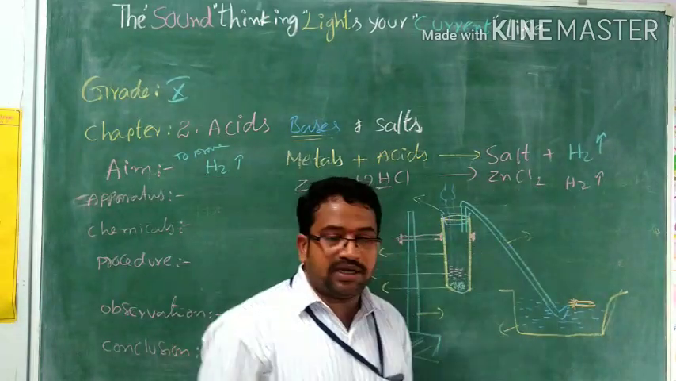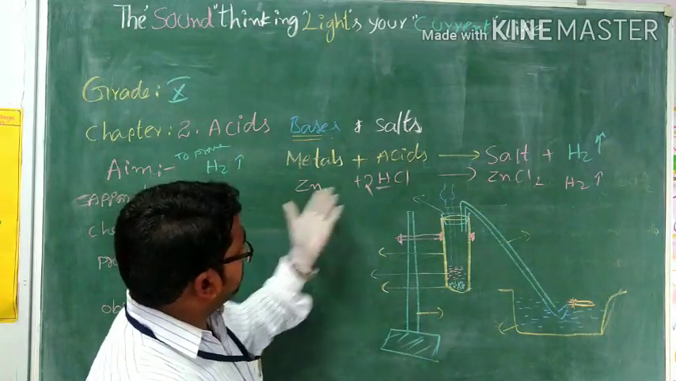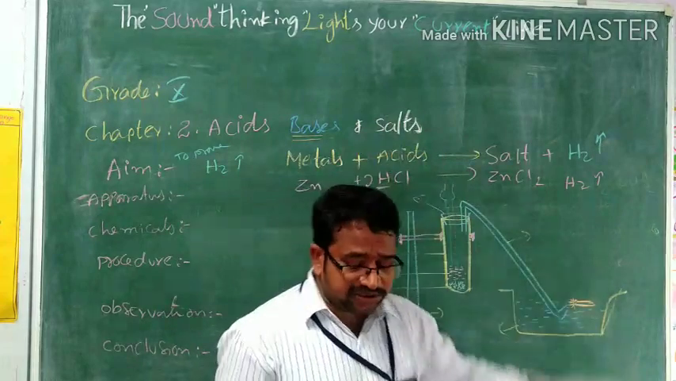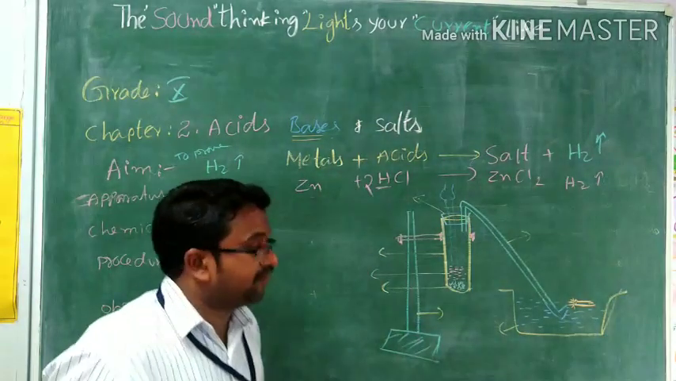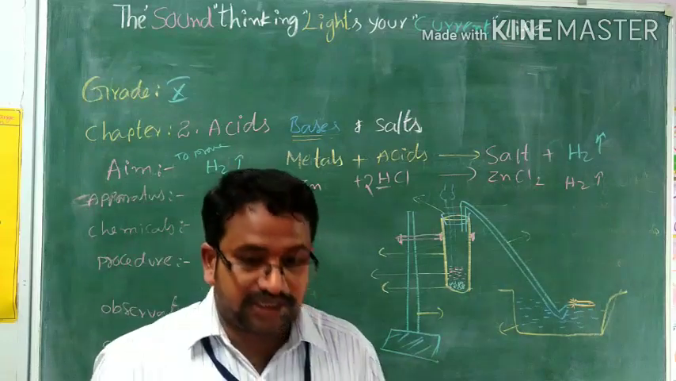Then releasing hydrogen gas. Like that you may take zinc with sulfuric acid or magnesium with sulfuric acid. So whatever the metals are reacting with acid, immediately hydrogen gas is evolved. That's all. Okay. Right. We will see that with a small activity.